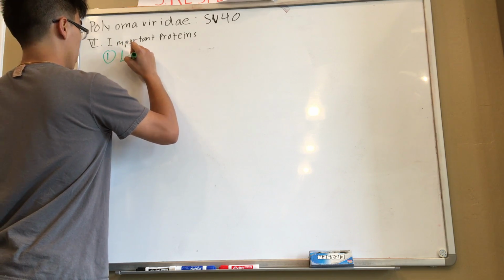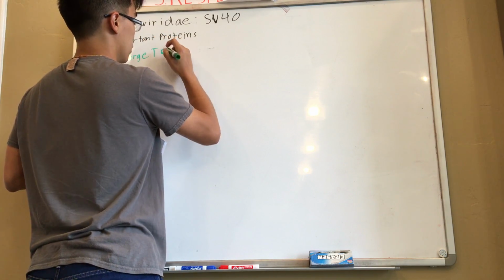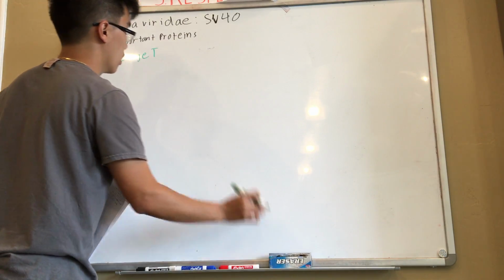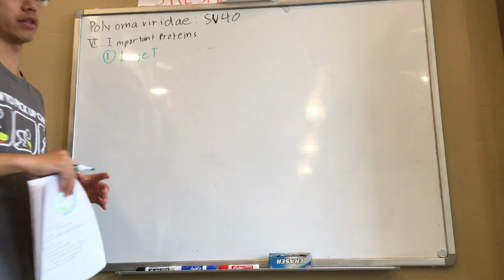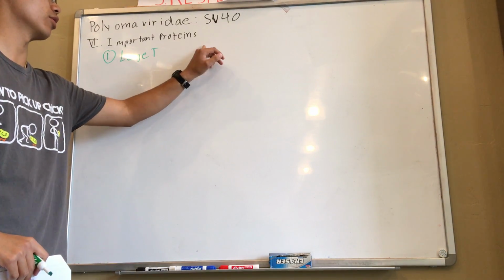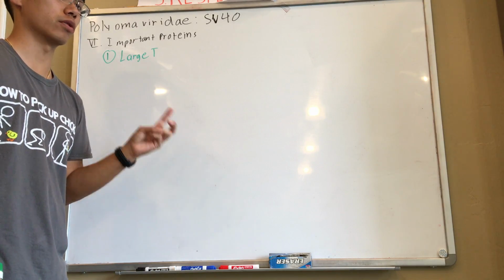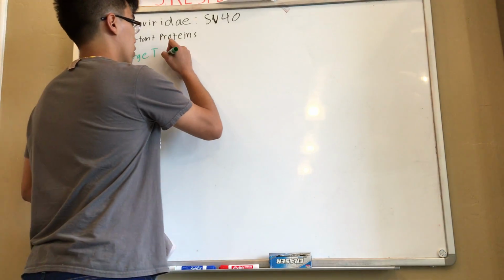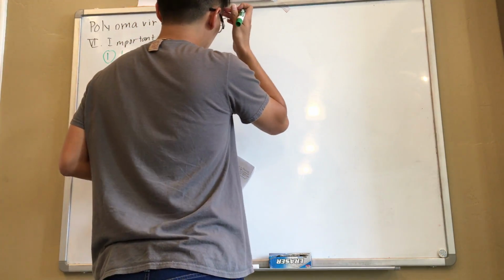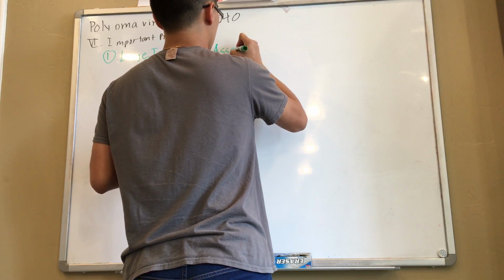So you have your large T antigens. So remember, T antigens are basically viral proteins. They're just not the capsid proteins. The T antigens are the ones that tell the cell to go make DNA and translate proteins and so forth. There are 4 T antigens: large, middle, small, and tiny. So large T antigen does a few things.